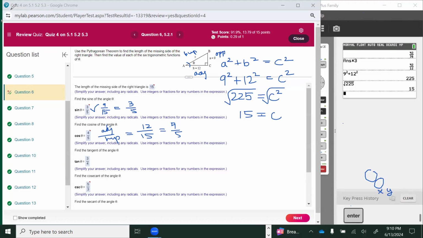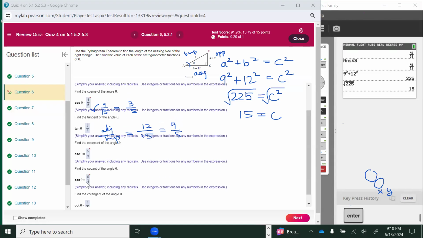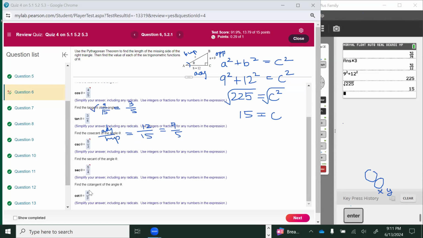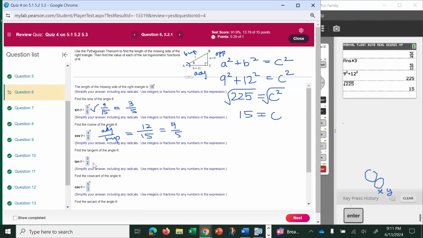Cosecant is the reciprocal of sine, or 5 over 3. So that's how you get the cosecant there. And then secant is just the reciprocal of cosine, or hypotenuse over adjacent. So that would be 5 over 4. Cotangent is the reciprocal of whatever your tangent is. Okay, so this is good. You should always go over the quiz and see what you missed. And you can always retake it for a higher score.